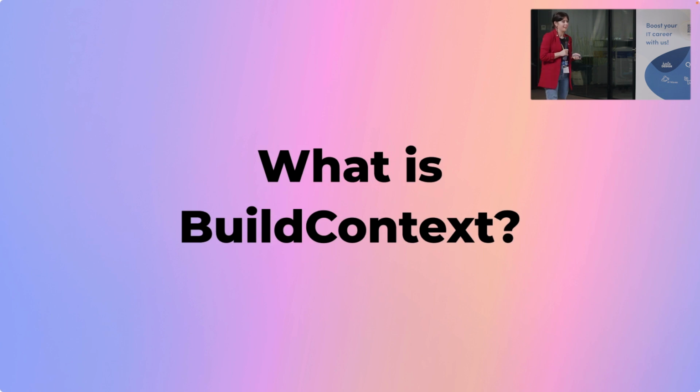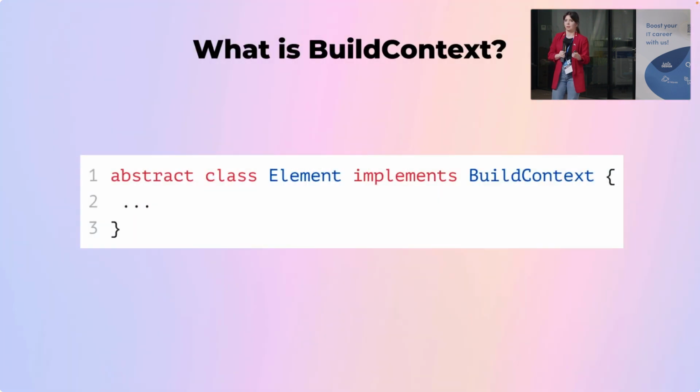Okay, cool. Finally, what is BuildContext? Well, the first time that I have shown you the source code of the elements, I have left out one thing, and now it's your time to tell me whether you can spot it. So yeah, basically what I have left out is that the abstract class Element actually implements BuildContext. So the element is the BuildContext. It is something that is responsible for maintaining the state of your widget tree.